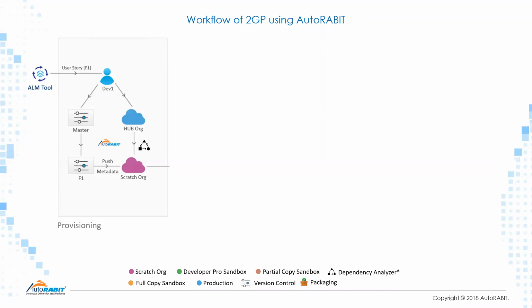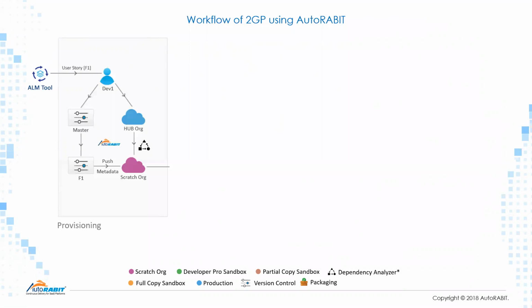So now the feature branch has everything from your production, because ideally your master branch is normally looking at the production org. You would use the dependency analyzer that we just saw in order to modularize and pick up the components that you would require to complete this user story F1.